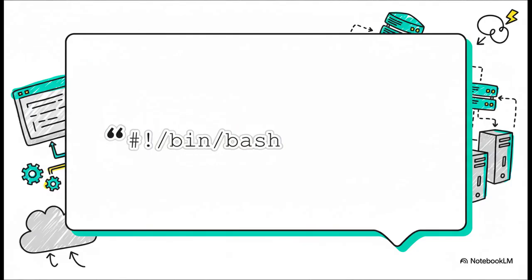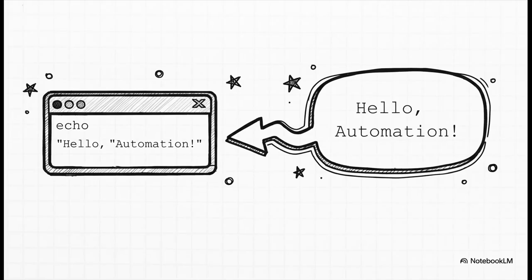Now, this is maybe the most important part. The very first line you write in your script has to be this, #!/bin/bash. This thing has a funny name. It's called a shebang. But all it is really is a special instruction. It tells your computer, hey, when you run this file, use the bash program to understand the commands inside. Super, super important.